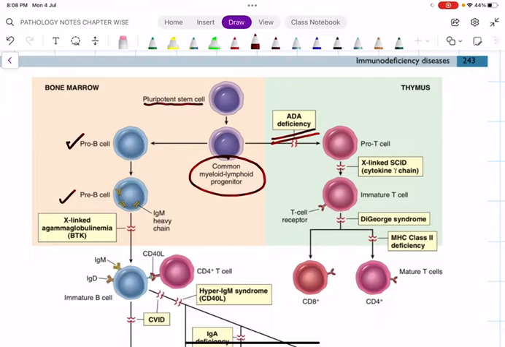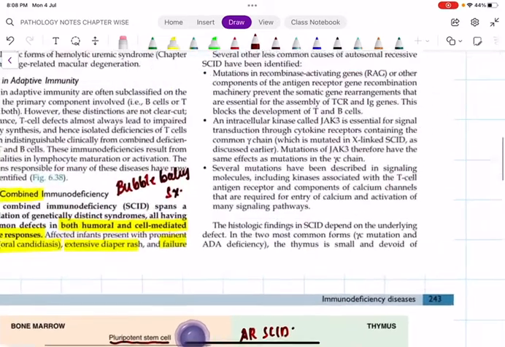For the pro T cells to become immature T cells, there is a defect called X-linked SCID. There are two inheritance patterns for SCID. One is adenosine deaminase deficiency. As with all other deficiencies, whenever there is an enzyme deficiency, it will be autosomal recessive, so this is called autosomal recessive SCID. Whereas whenever there is a defect in the cytokine gamma chain, that is called X-linked SCID.